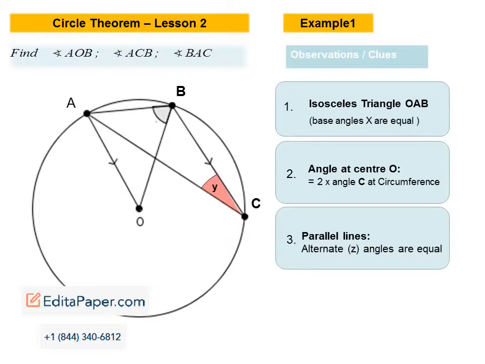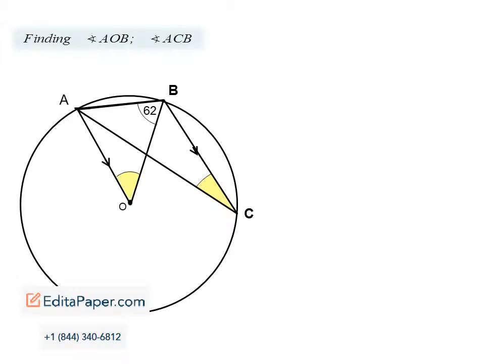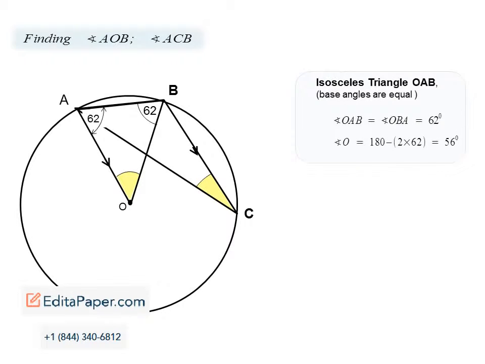Thirdly, we note that we have two parallel lines, AO and BC. Once we see parallel lines, as outlined in lesson number 1, we should start thinking of applying the principle of alternate angles being equal, because a Z angle will exist. And here we note the Z angle and the two angles which would be equal. Let us proceed to find the angles shown in yellow.